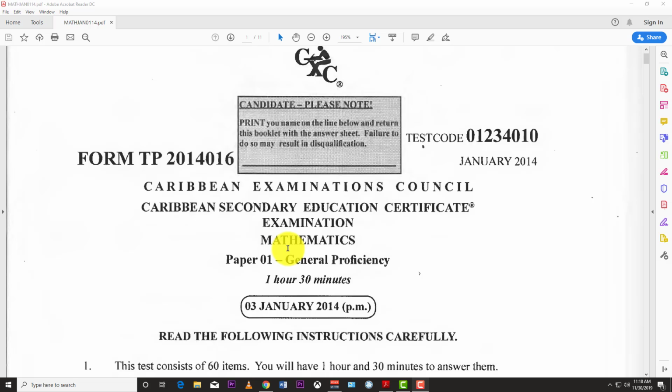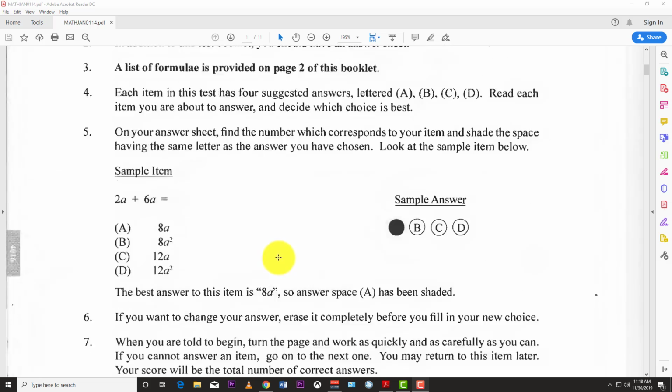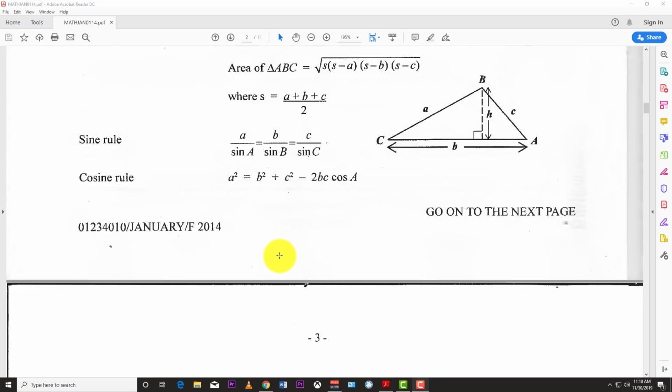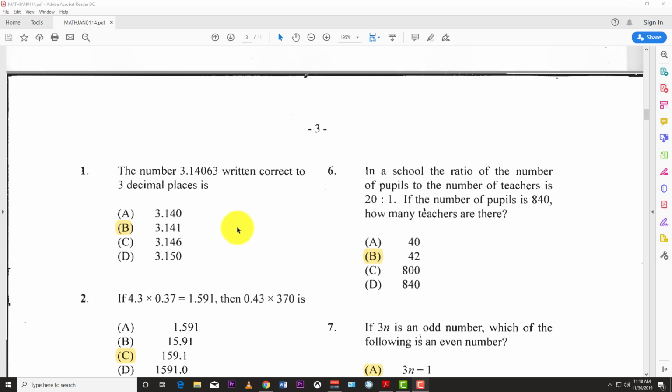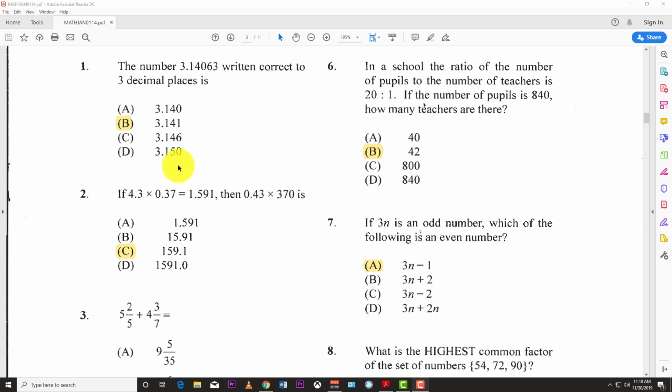But for now, we have January 2014 Math General Proficiency Paper 1. So let's just jump right into that. Number 1, in maths, the first one is always a softball. The number 3.14063 written correct to 3 decimal places is, and the answer for that one is B, 3.141.